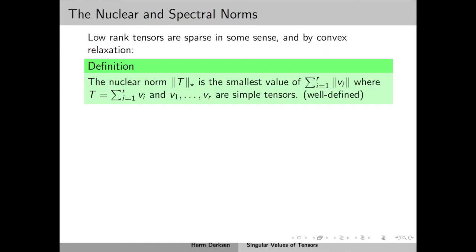Okay. So for tensors, instead of working with the rank, we can also work with the nuclear norm. The nuclear norm is the smallest value. So instead of trying to minimize R, we try to write T as a sum of simple tensors, but we minimize the sum of the lengths of these vectors. The norm there is just the Euclidean norm.